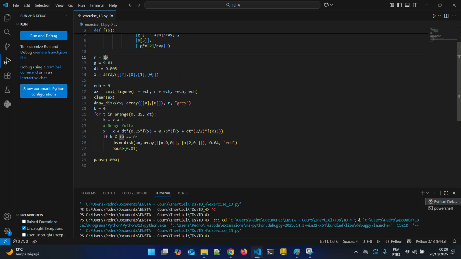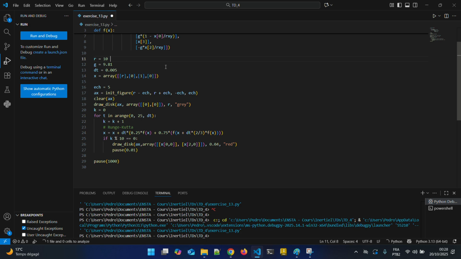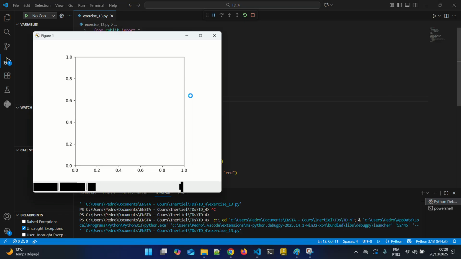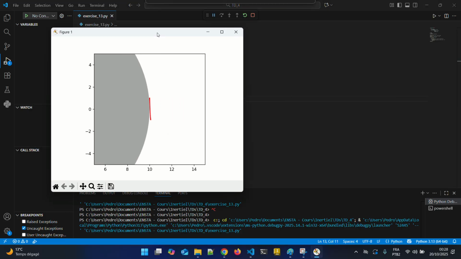We have also decreased the radius of the Earth to 10 because the oscillation frequency depends on it. So if we put the actual value of 6,378, I think, kilometers, it would take longer to run the simulation. So I'm starting right now, and this is what happens.